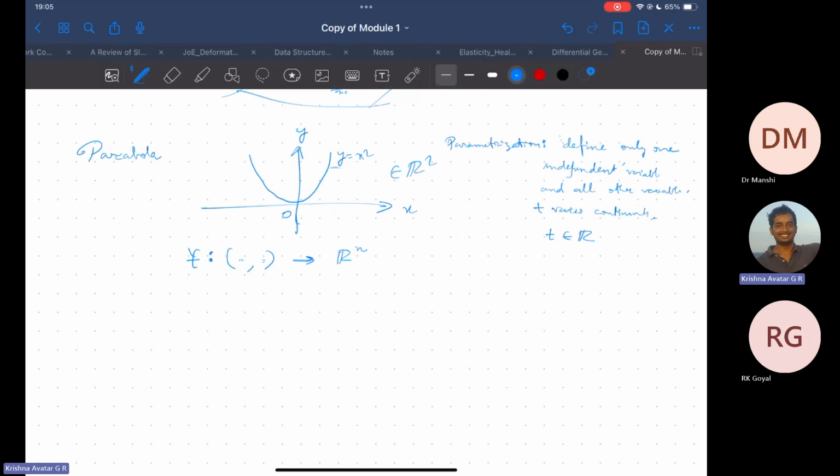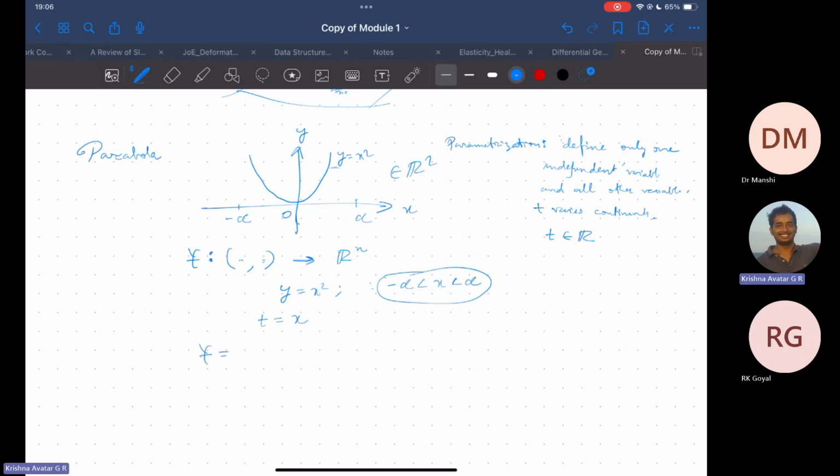Y is equal to x squared is what we see. We also allow x to vary from some minus alpha to plus alpha. So I am able to define some parameter. Can we not name x as something else? Let's just call it t is equal to x.